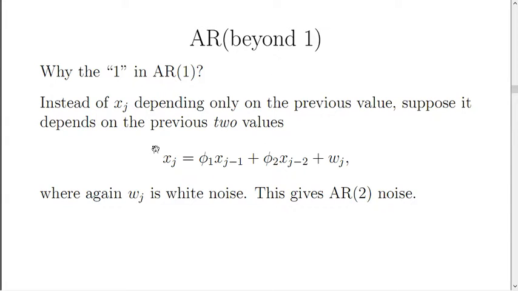An analogous equation would be this, where a given value is some constant times the previous value plus some different constant times the previous 2 times value plus a white noise value. This gives what is known as an AR2 process that generates AR2 noise.